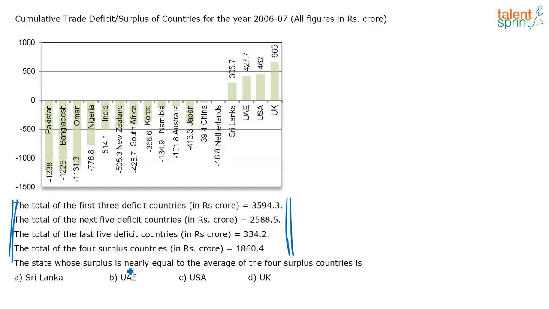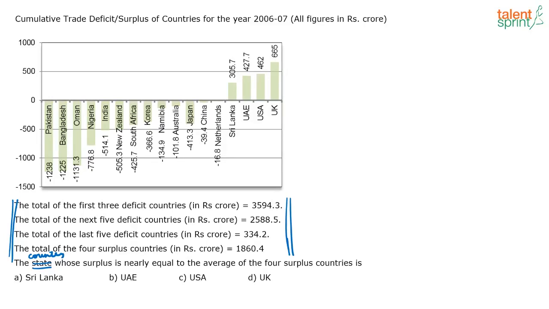The state whose surplus is nearly equal to the average of the 4 surplus countries is dash. I think it should be country here, the country whose surplus. They have given state here, but what they are trying to say, they are asking us the country, because everything they have given is country, right? They have given different countries only. The country whose surplus is nearly equal to the average of the 4 surplus countries is dash. So, try this out and tell me how to solve it, then I will go about solving it for you.